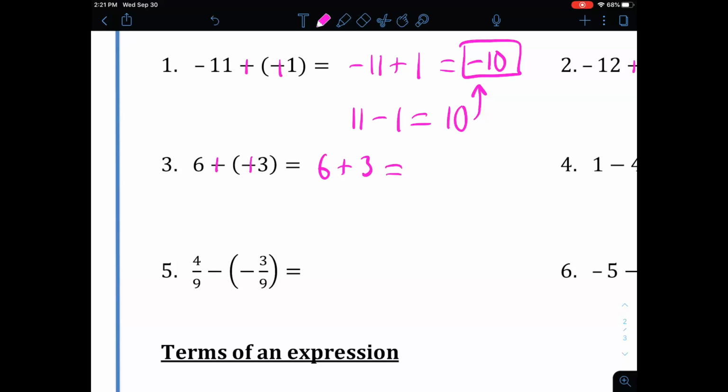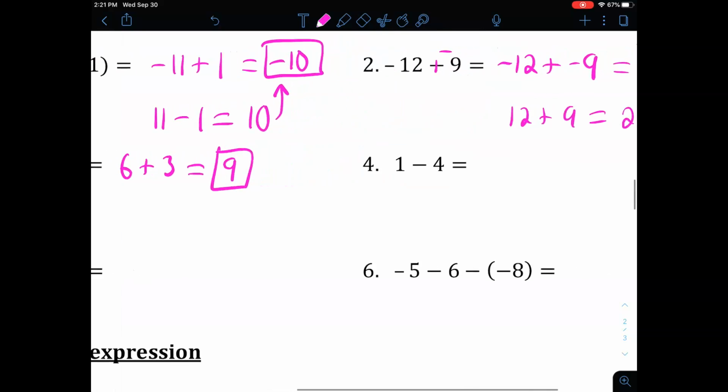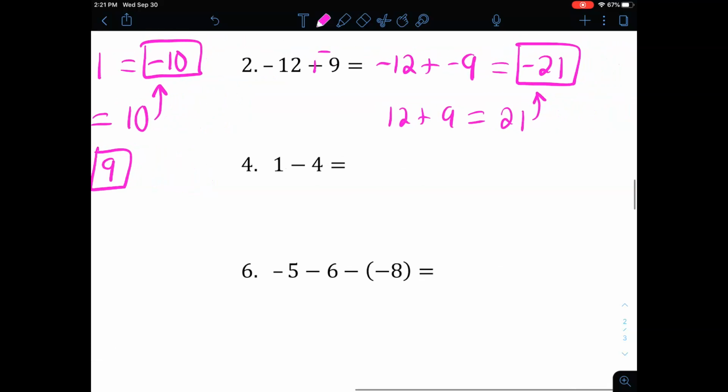We don't need to do any kind of fancy stuff with that. What's 6 plus 3 going to be? It's going to be 9. All right, 1 minus 4. We're doing 1 minus a positive, so we're going to do chop or chop slash.